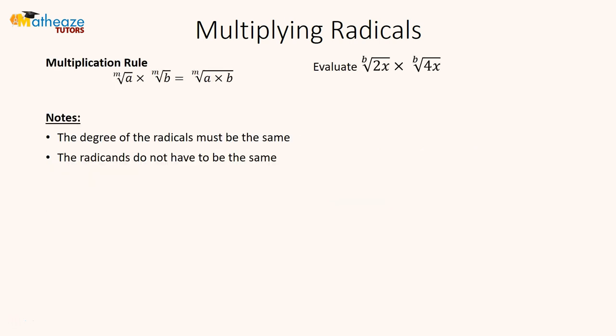Generally, the rule states that if the degrees of the radicals are the same, you can multiply the radicands together. So that's what this is showing right here. If we want to apply that rule here, in this case our degree is 5. And because our degree is 5, we can multiply 2x and 4x together. So this is going to give us degree 5 and then 8x squared.